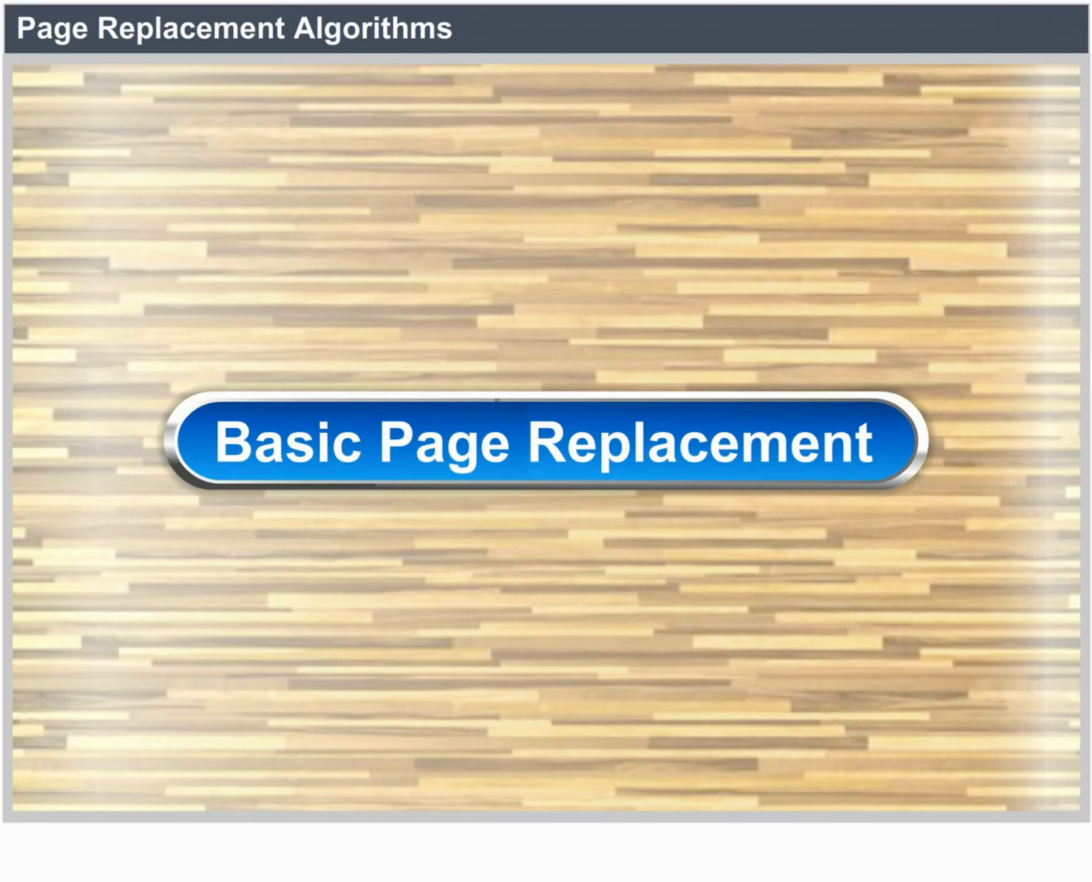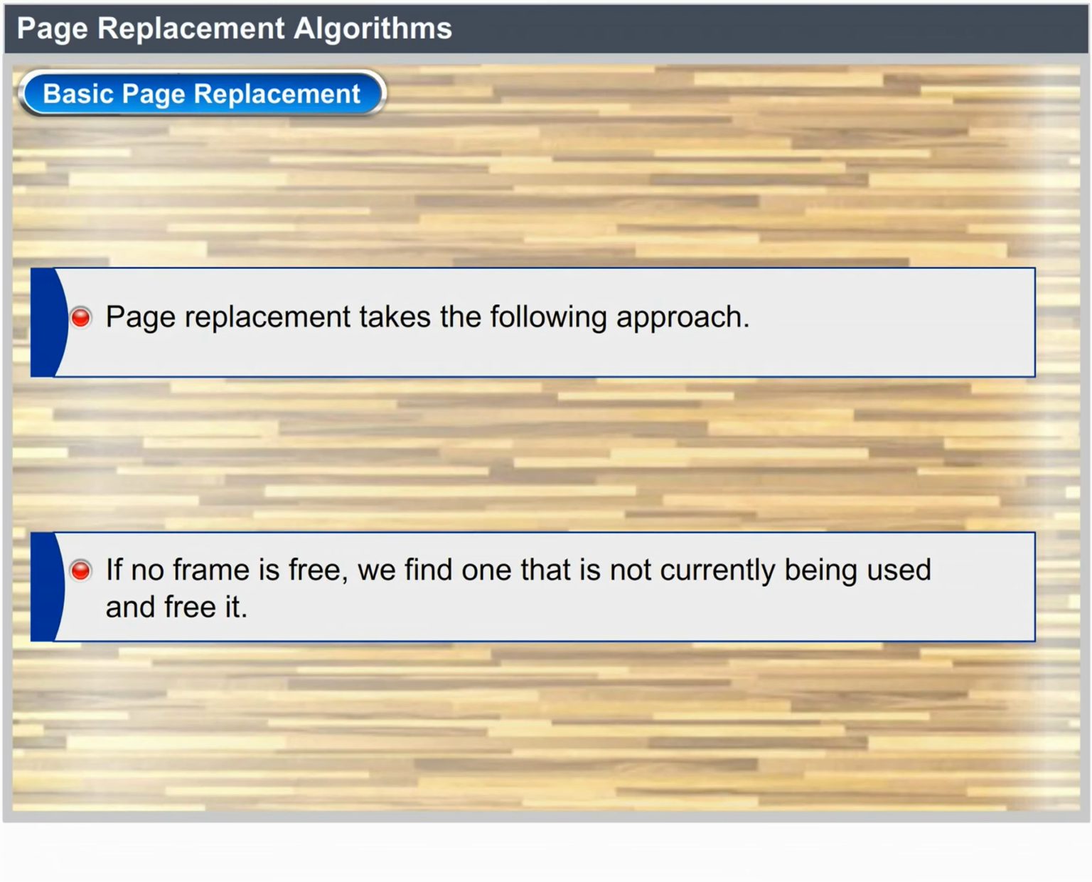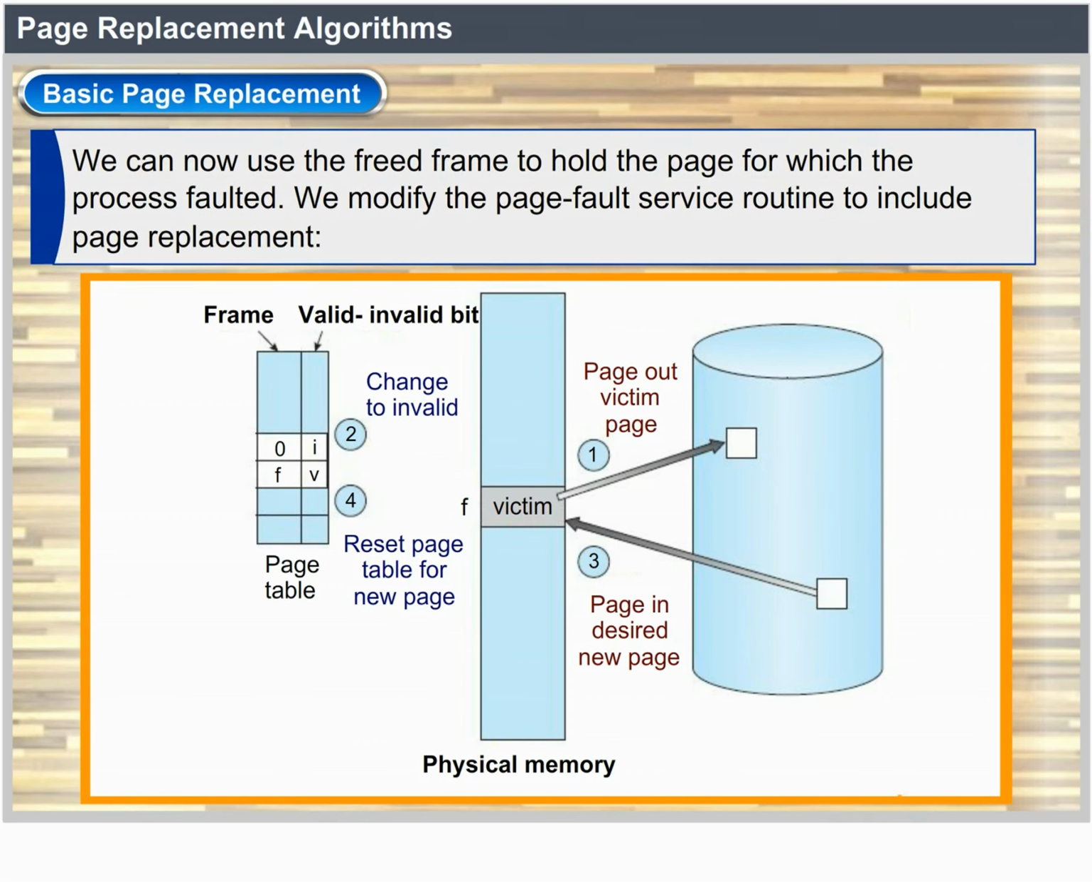Basic page replacement. Page replacement takes the following approach. If no frame is free, we find one that is not currently being used and free it. We can free a frame by writing its contents to swap space and changing the page table and all other tables to indicate that the page is no longer in memory. We can now use the freed frame to hold the page for which the process faulted. We modify the page fault service routine to include page replacement.